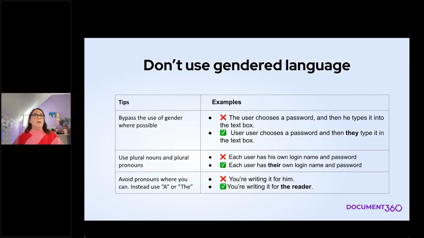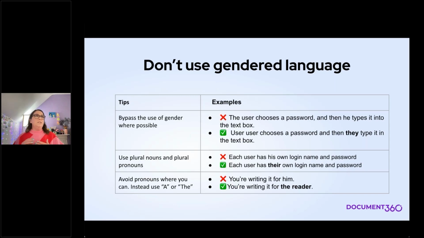And then next, let's talk about don't use gendered language, which we touched a little bit on in our previous slide. Essentially, for gendered language, here are some top tips for how to avoid using it within your content. The first one would be to bypass the use of gender where possible. Especially within technical writing, you're often writing procedures and instructional material, so you're more than likely speaking directly to the reader. Another tip as well is to use plural nouns and plural pronouns, again avoiding having to insert gendered language where it's not necessary.